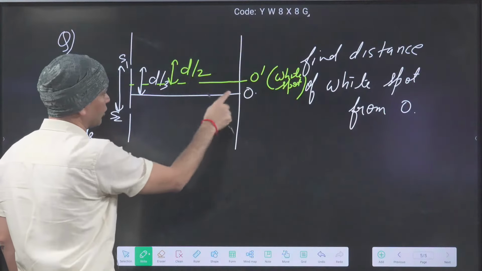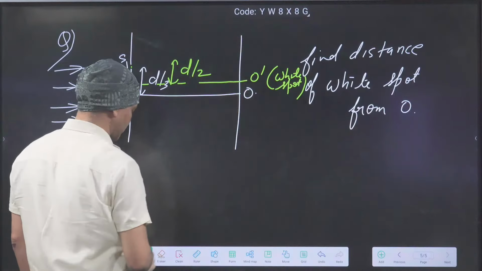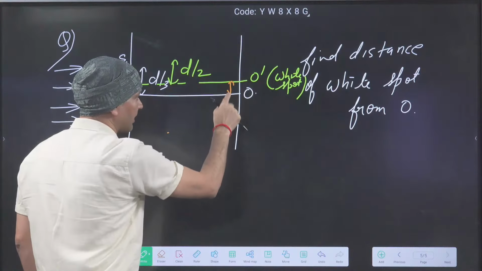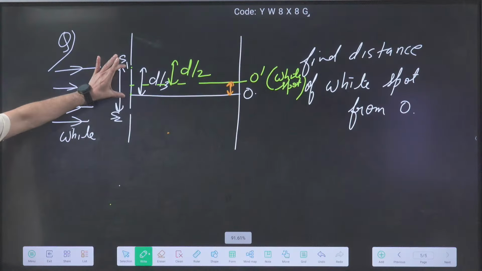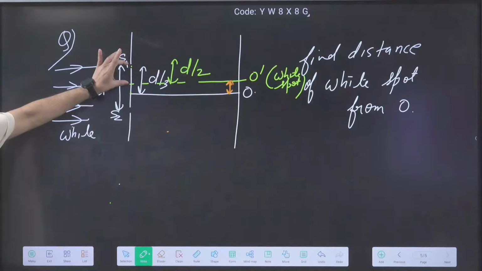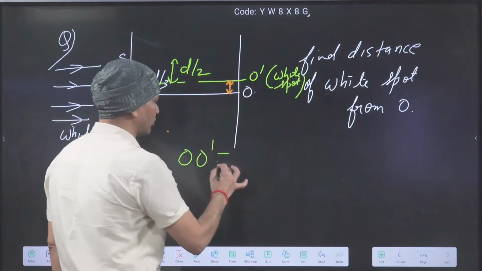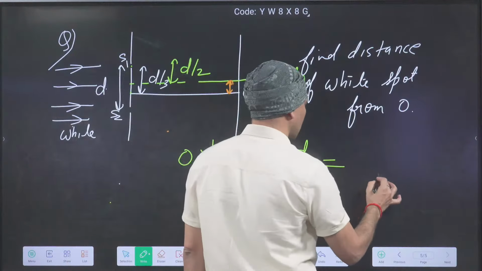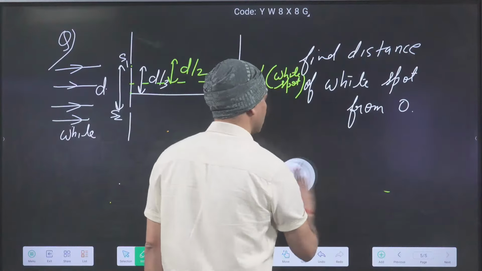What is the distance of the O from the S1? D by 3. I need O dash. Distance of white spot from O, I'm asking this. From here it is D by 3 and the white spot is D by 2. So O dash is equal to D by 3 minus D by 2, that is equal to, 6 you can take common.